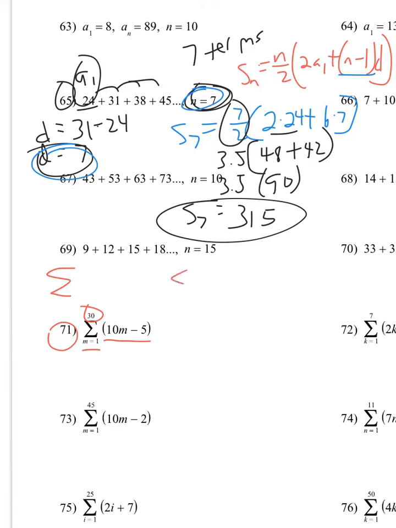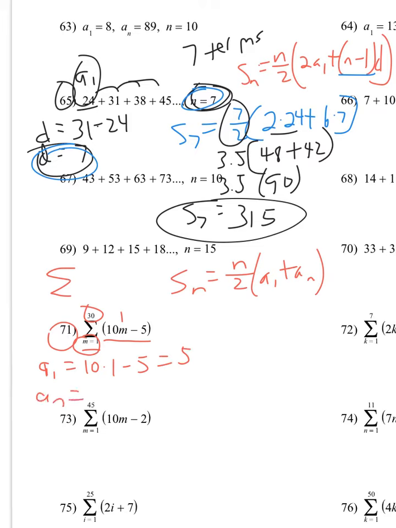We're going to use this formula, Sn equals n divided by 2 times a1 plus an. So kind of the shorter one of the sum formulas that we've been dealing with here. And to find a1, as a note on the sheet, you plug in the number below the sigma symbol. So I plug 1 into this expression right here. So I would have 10 times 1, subtract 5. 10 times 1 is 10 minus 5. So a1 would be 5.